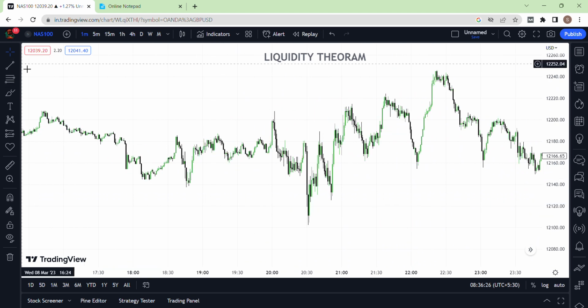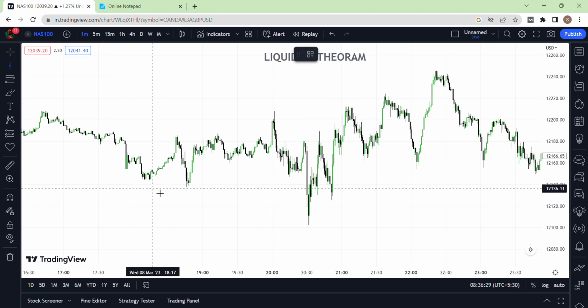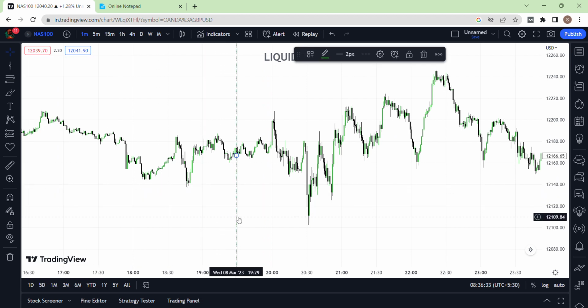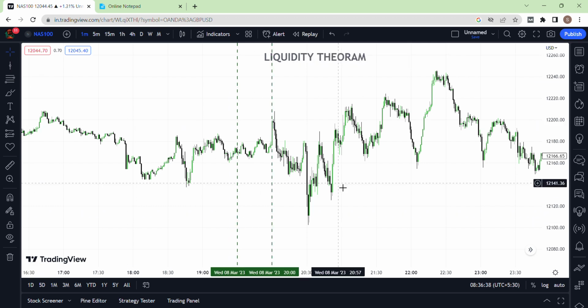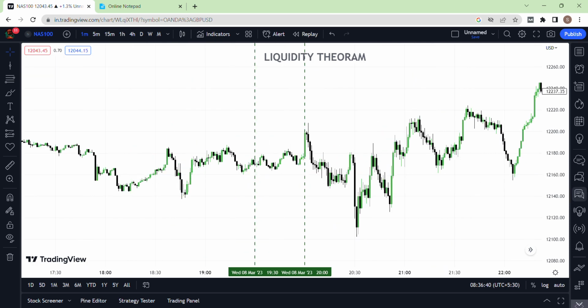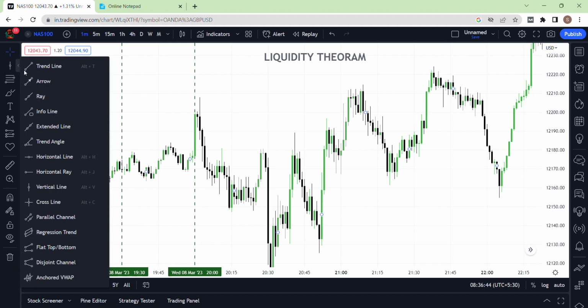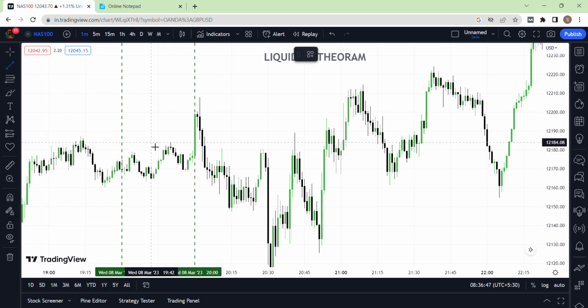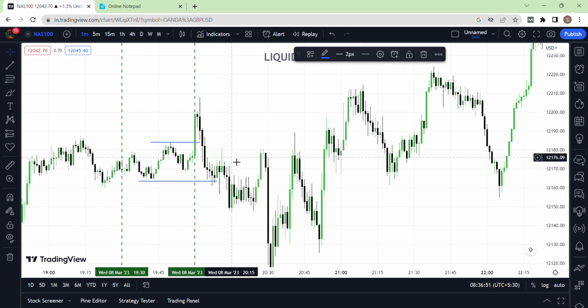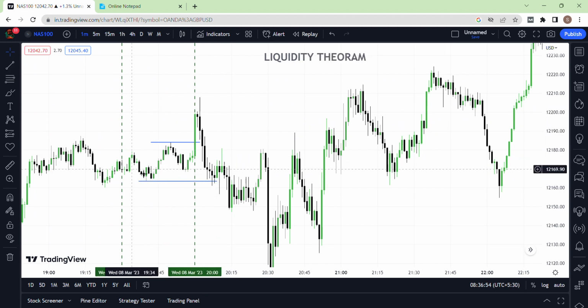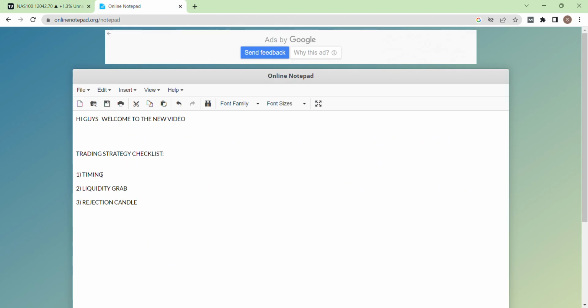See, again mark the same things. 1930. This is 1930, yeah, and mark the 20. See, what's the next thing we should do? We should mark the pre-market highs and pre-market lows and wait for the liquidation. So basically in the strategy: timing, liquidity grab, rejection candle.